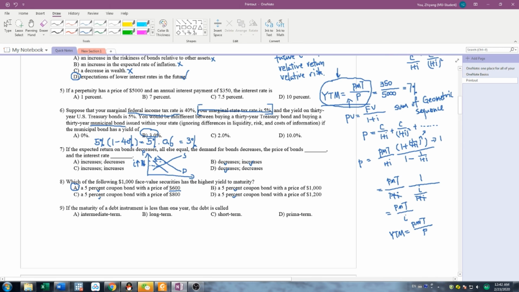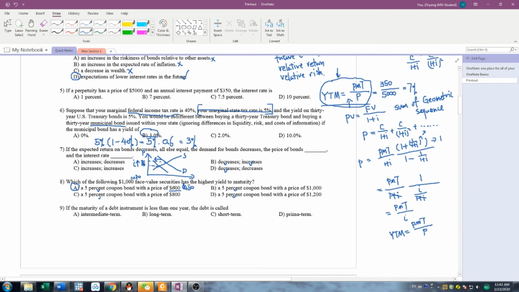But there's one trick that you can do. You can take a look at each option as if it only goes for 1 year, and see how much money you can make with it. For example, for option A, I'm paying $600 at the beginning, and in the end I'm receiving $1,050. That is my face value plus my coupon payment. So in total I'm making $450.